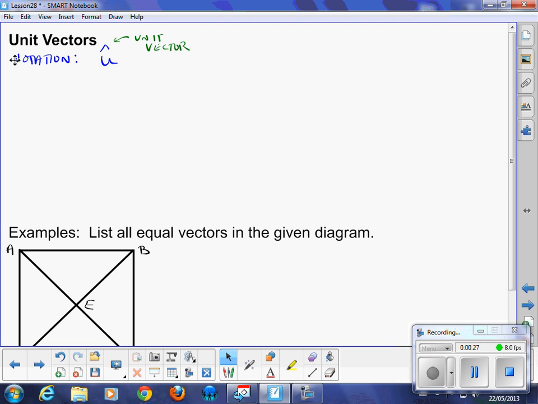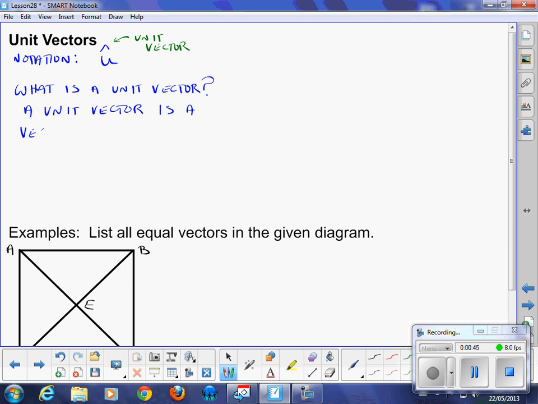All right. So what is a unit vector? A unit vector is a vector, obviously, with magnitude of 1, and points in the direction of the original vector.